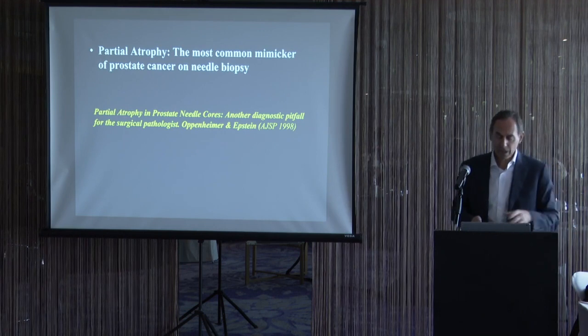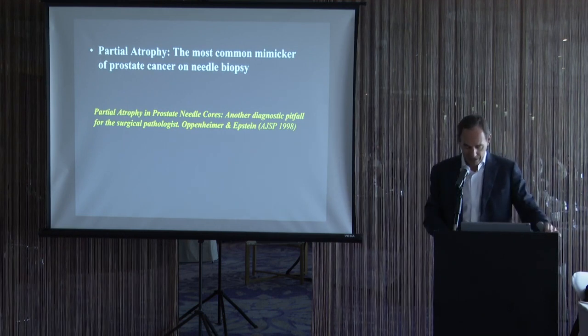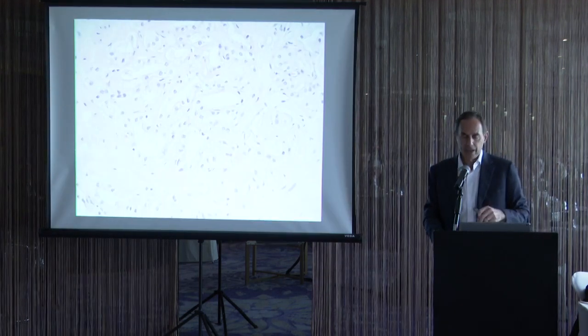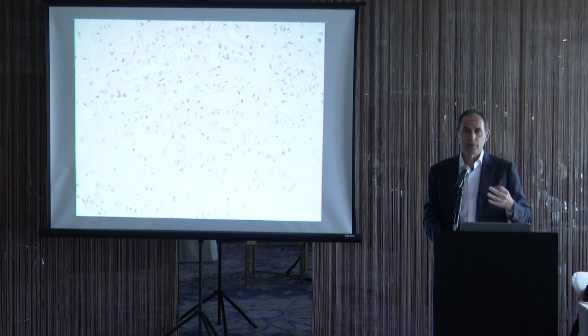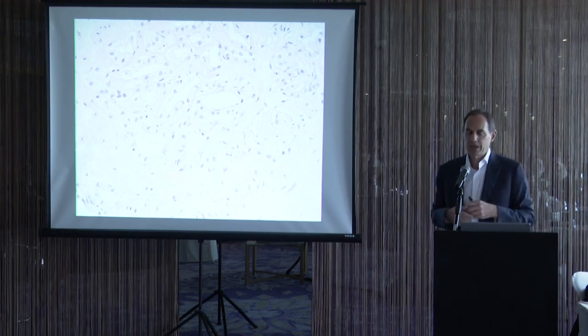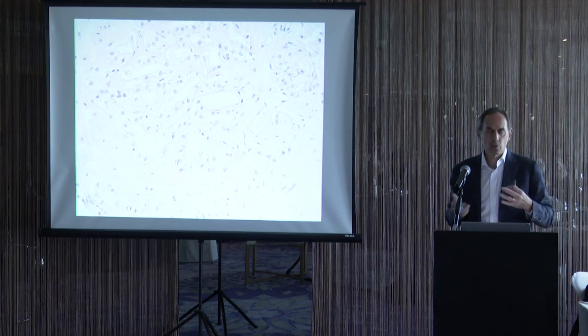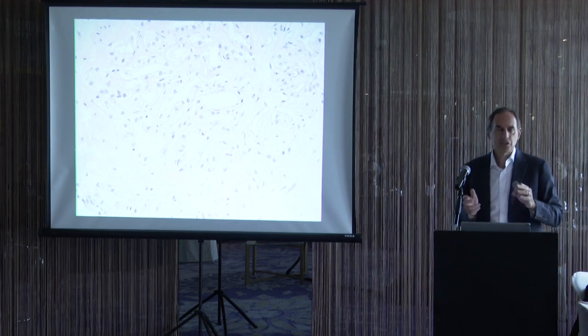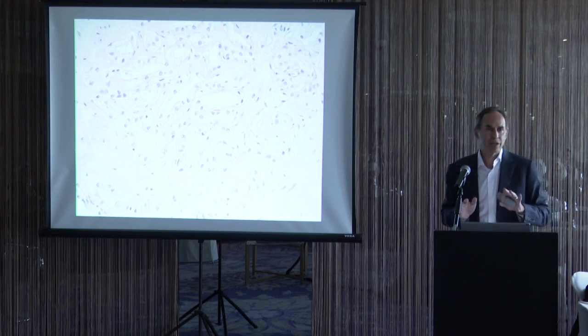And partial atrophy is difficult in several regards. It looks totally different than post-atrophic hyperplasia. The glands don't look blue. They look like they're pale glands at low power. The glands can be very crowded, just as crowded as any cancer.